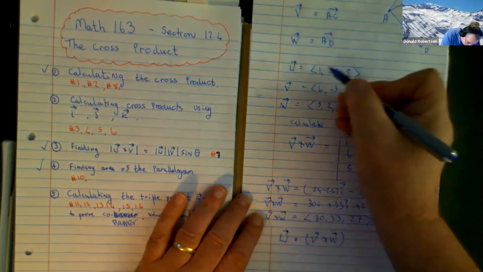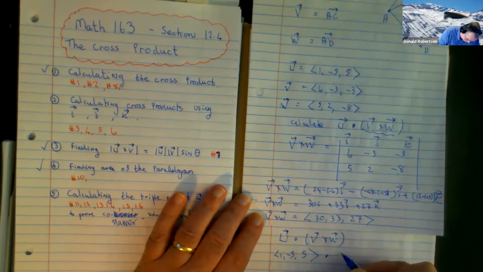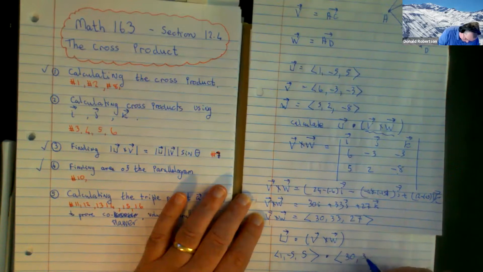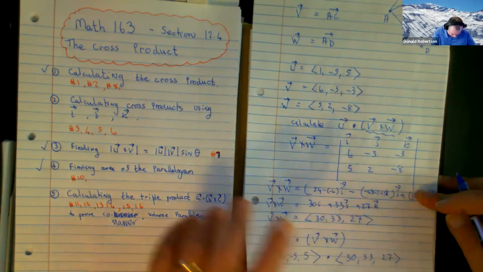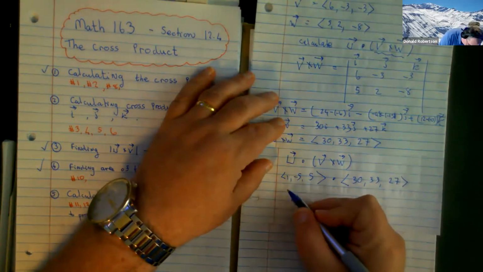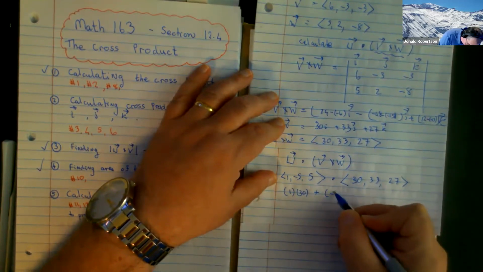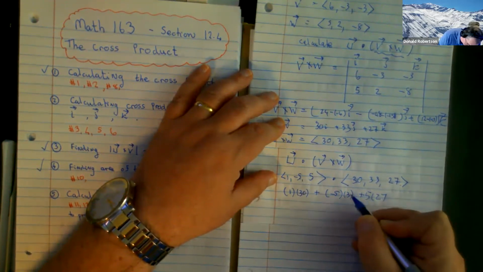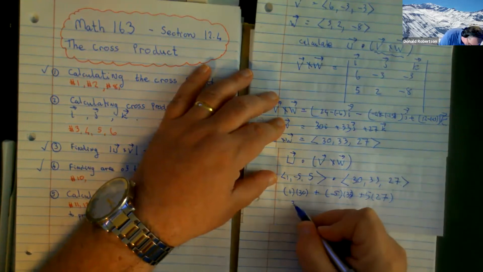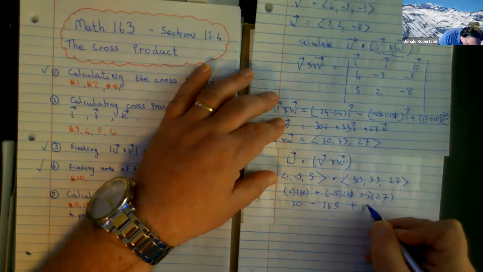U is this guy. So 1, -5, 5, dot product with 30, 33, 27. Okay. Here we go. 1 times 30 plus -5 times 33 plus 5 times 27. That's 30, take away 165 plus 135.